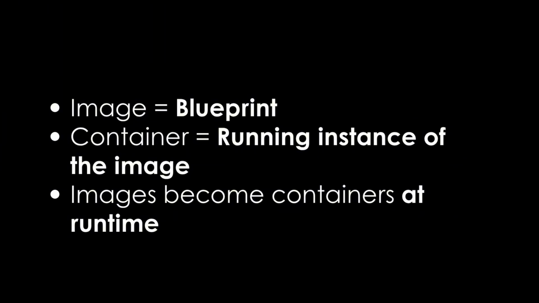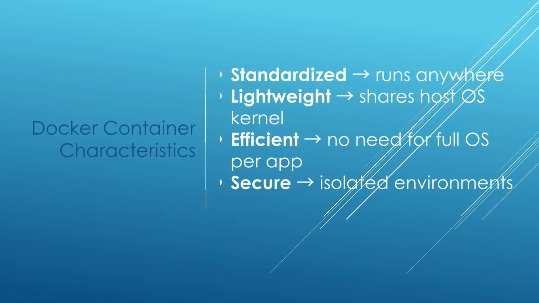Now let's look at Docker container features. Docker containers are standardized, meaning they run anywhere. Docker containers are lightweight because they don't carry a full operating system like virtual machines do, thus highly efficient. Instead, they share the host system's kernel. That means faster startup, less memory usage, better performance. And from a security standpoint, Docker provides strong isolation, so applications don't interfere with each other.